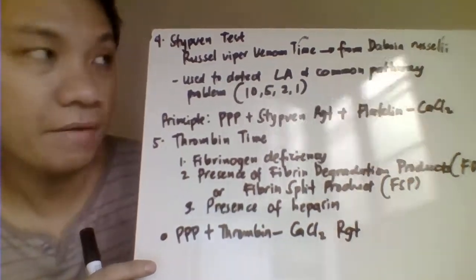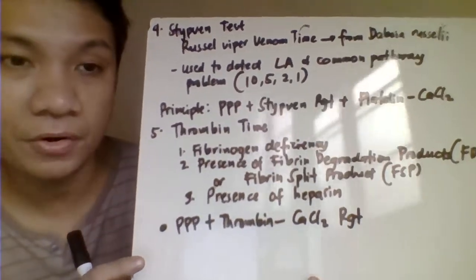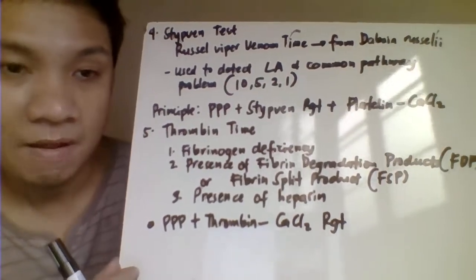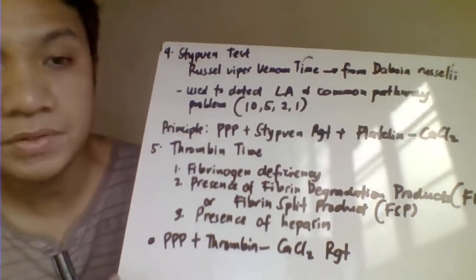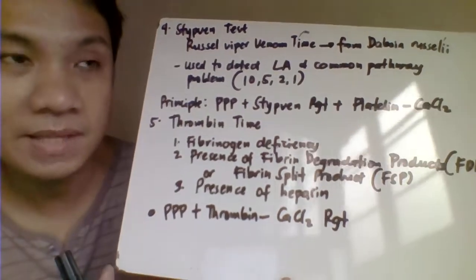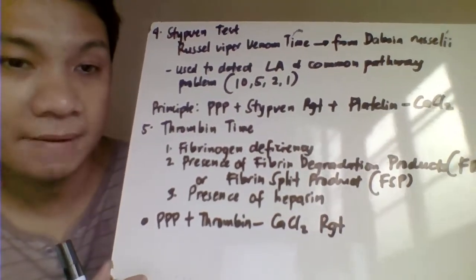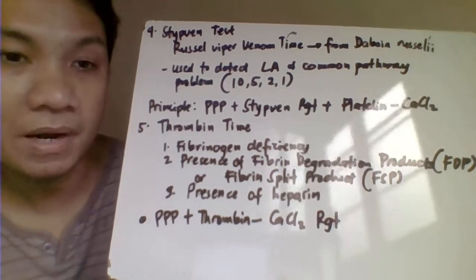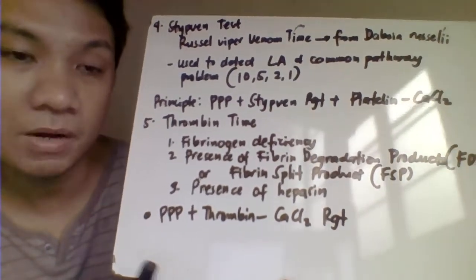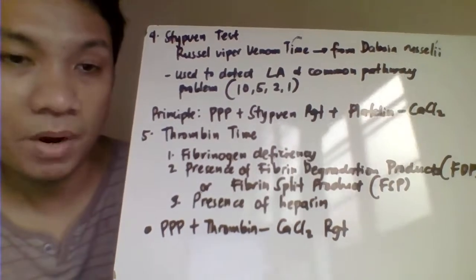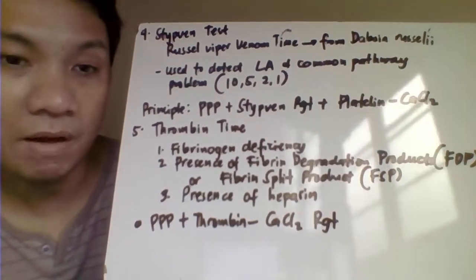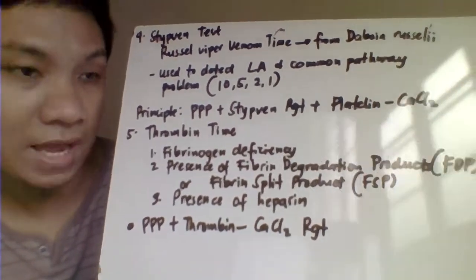Okay, the next test we have here is your prothrombin time. So, other name for that is your Russell Viper Venom time. The source of the reagent here is coming from the poisonous snake na Daboia russelii. So, this is the test primarily for evaluation related to problems with the common pathway. That's your 10, 5, 2, 1. So, if you have a problem with 10, 5, 2, 1, it would have a prolonged result.